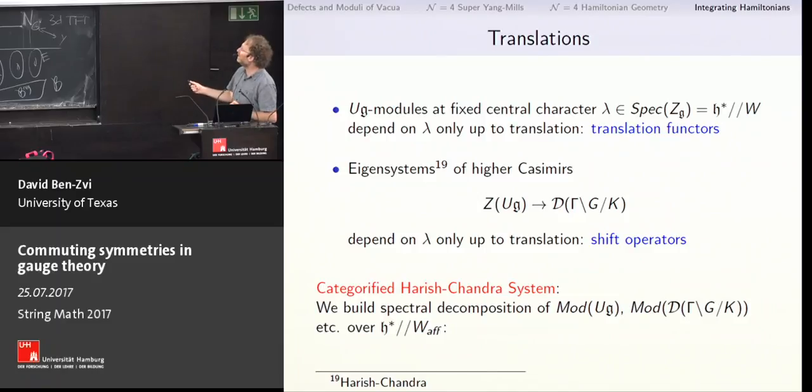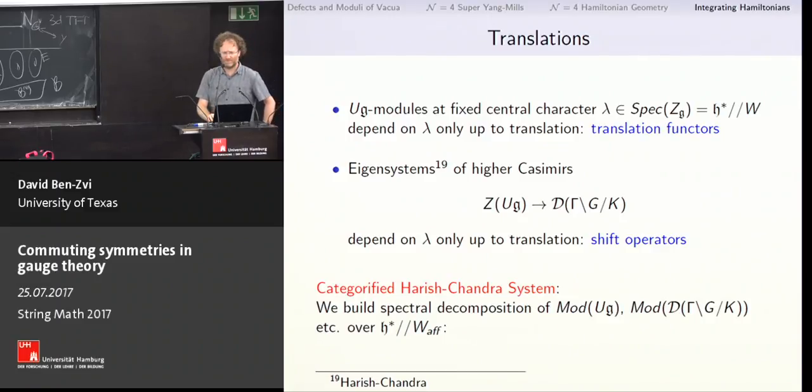Or if you'd like, if you study locally symmetric spaces and you look at the eigensystems of these higher Laplace operators, these Harishchandra systems, the eigensystems themselves depend on lambda only up to translations. This is the theory of shift operators. So the fundamental parameterization for these systems of differential equations lives in some quotient of these lambdas by translations. So that's what our theorem provides in a universal way. It's kind of a categorified version of these systems. It says that any of these categories, like representations of a Lie algebra, systems of differential equations on these homogeneous spaces, line operators on 3D gauge theory in the omega background, they all live over this quotient.